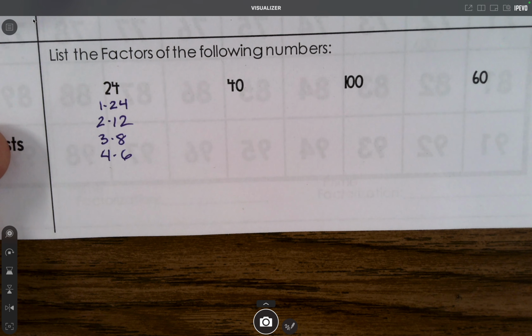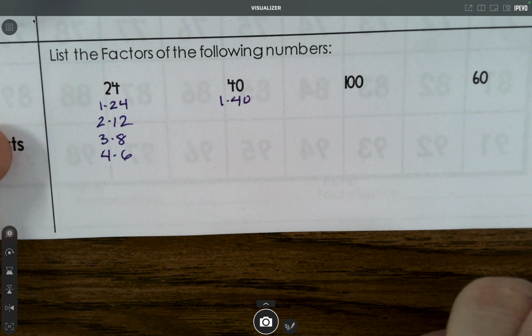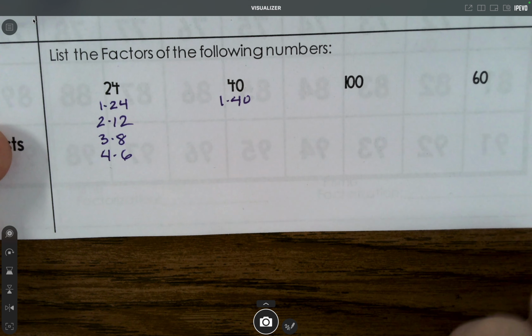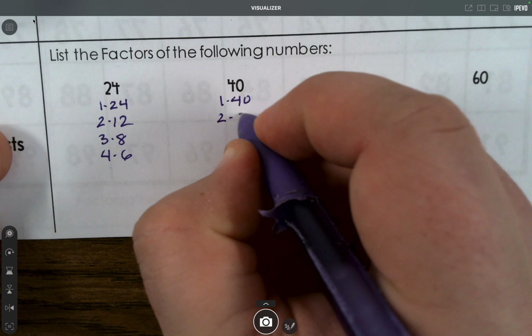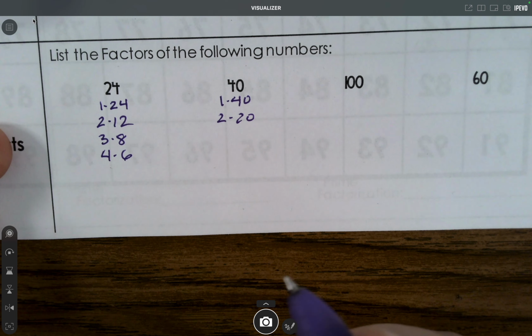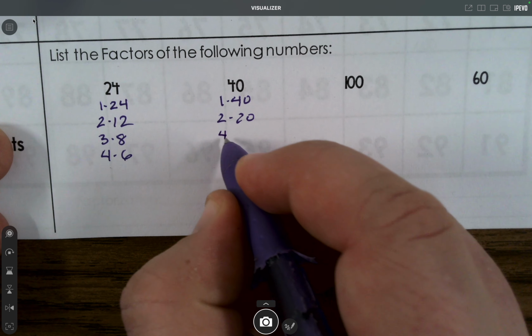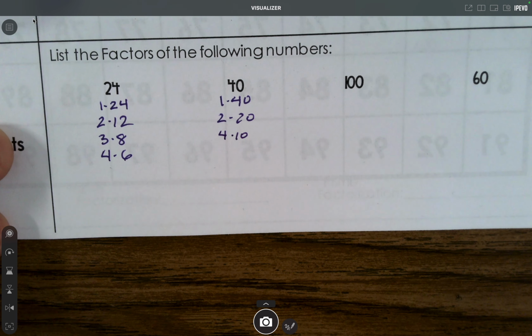So we'll follow the same process with 40. 1 times 40. Then we think 2. 40 is even, so 2 works. 2 times 20. Okay, 3 does not go into 40. If you did 4 plus 0, you get 4. 4 is not divisible by 3, so neither is 40. But 4 will go into 40. 4 times 10.